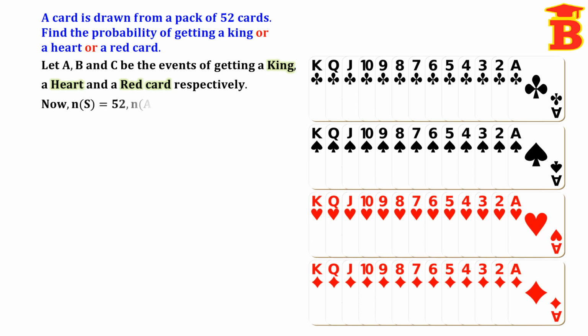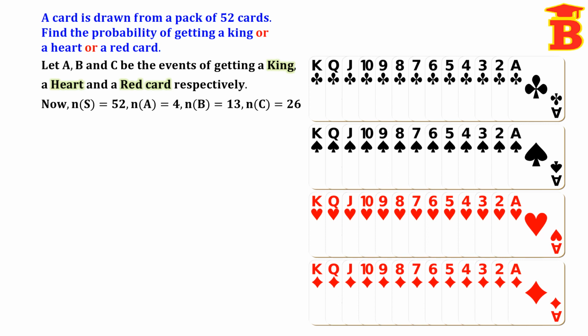Total cards n of S equal to 52. A means king cards. There are 4 kings, so n of A equal to 4. B denote heart cards. There are 13 heart cards, so n of B equal to 13. C means red color cards. There are 26 red color cards, so n of C equal to 26.